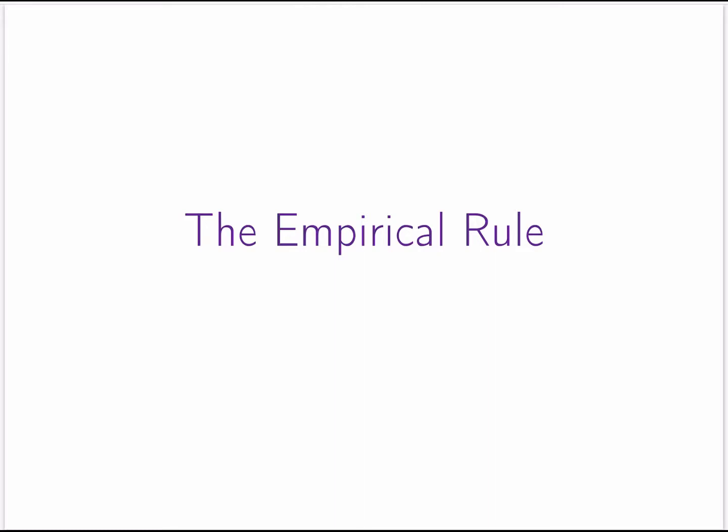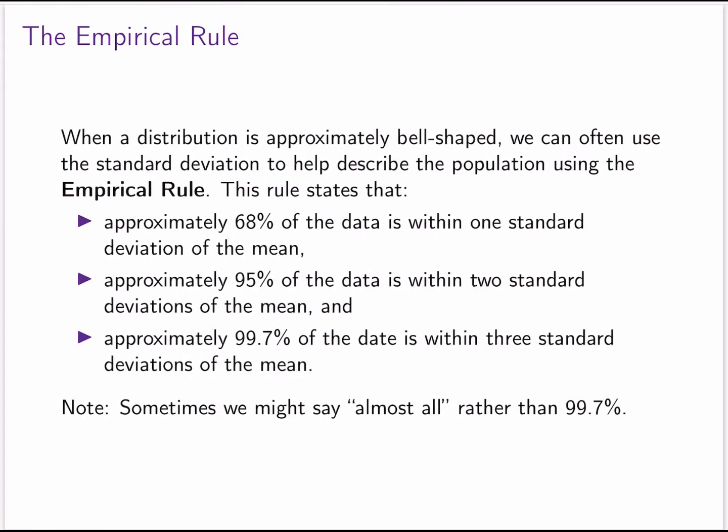This is a video about the empirical rule. The empirical rule is used when a distribution is approximately bell-shaped and symmetric. When this is the case, we can often use the standard deviation to help us describe the population using this empirical rule. Our rule states that approximately 68% of the data is within one standard deviation of the mean.